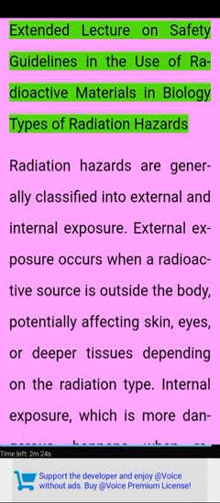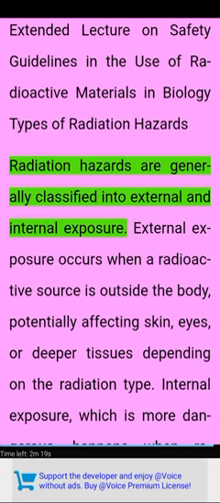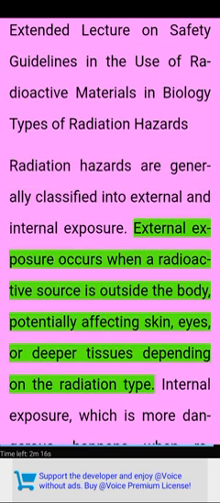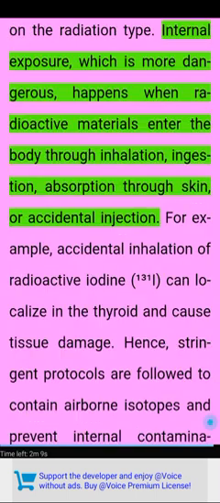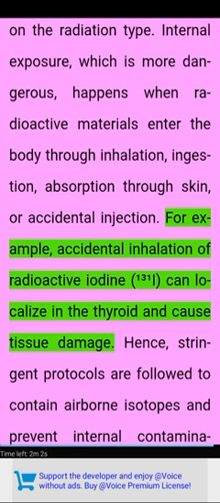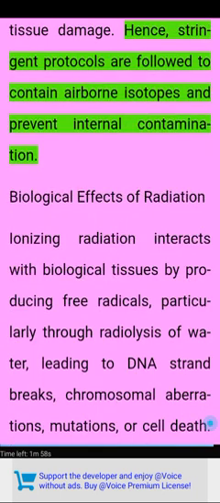Types of radiation hazards. Radiation hazards are generally classified into external and internal exposure. External exposure occurs when a radioactive source is outside the body, potentially affecting skin, eyes, or deeper tissues depending on the radiation type. Internal exposure, which is more dangerous, happens when radioactive materials enter the body through inhalation, ingestion, absorption through skin, or accidental injection. For example, accidental inhalation of radioactive iodine, I-131, can localize in the thyroid and cause tissue damage. Hence, stringent protocols are followed to contain airborne isotopes and prevent internal contamination.